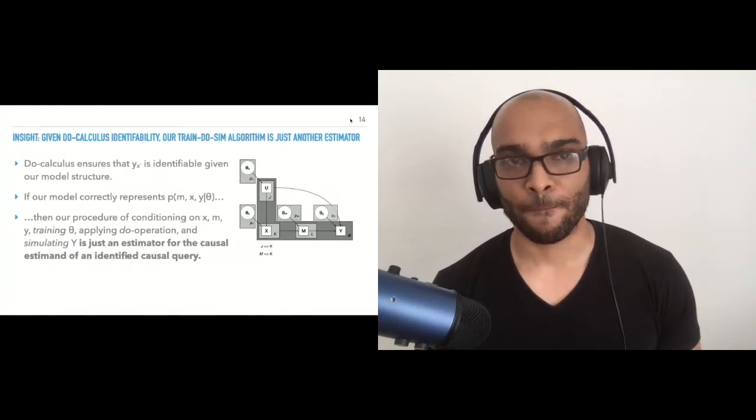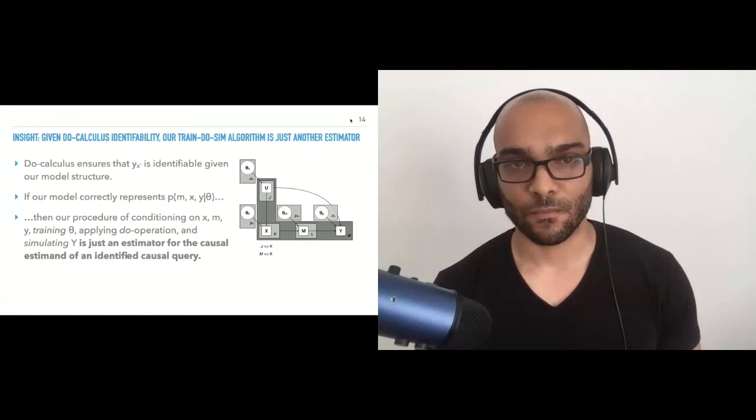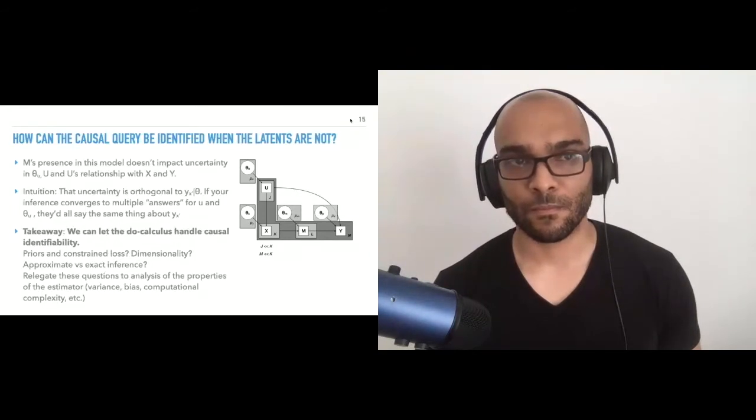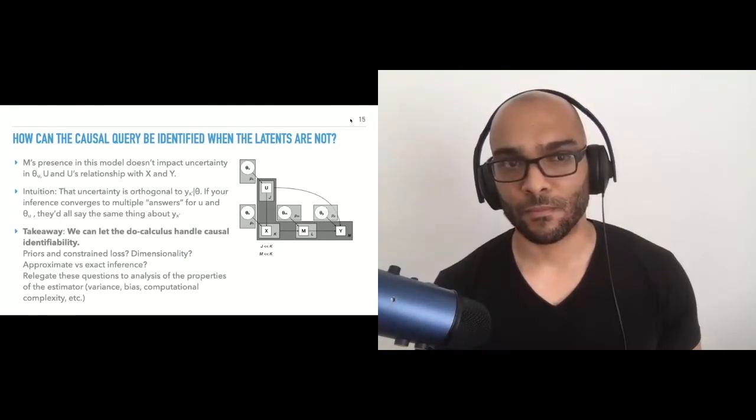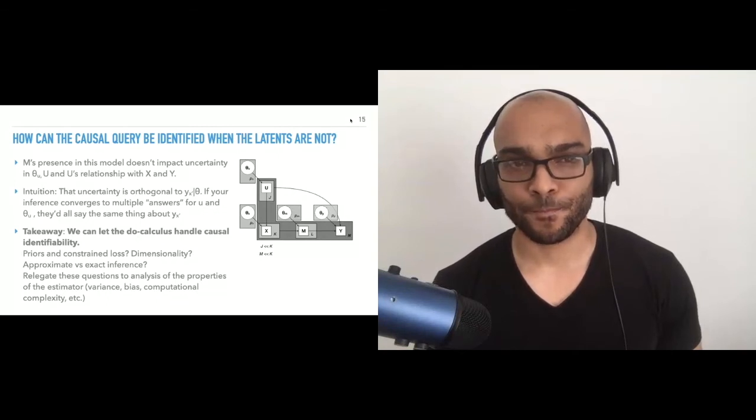Our key insight is this: so long as our model correctly represents the joint probability of the observed variables, then if we have do calculus identifiability for a given causal query, our train theta, do operation transformation, simulation procedure is just another estimator for that causal query. So how can the causal query be identified when the latents are not? We've only added m to this model, but m's addition doesn't impact our uncertainty about theta or u and its relationship with x and y.